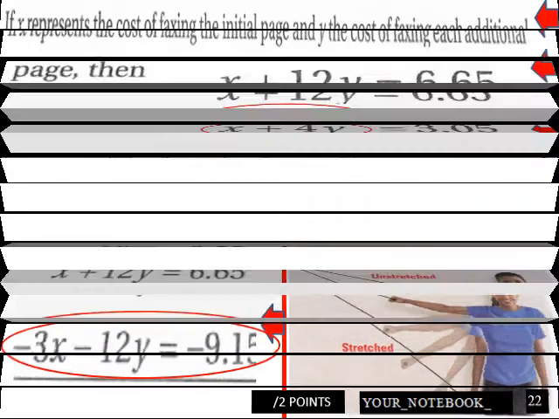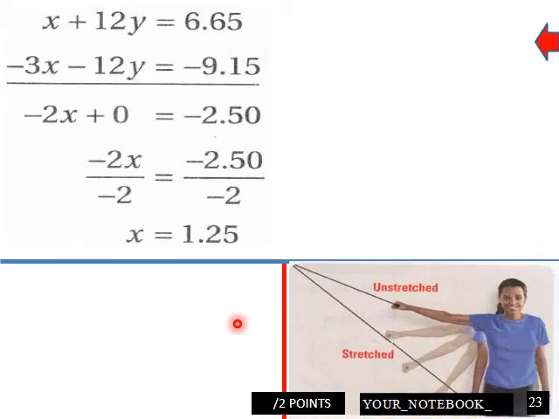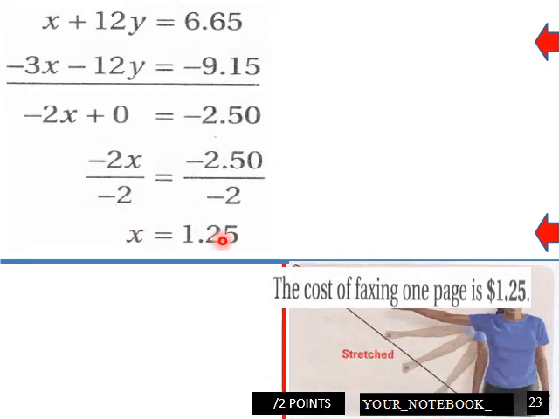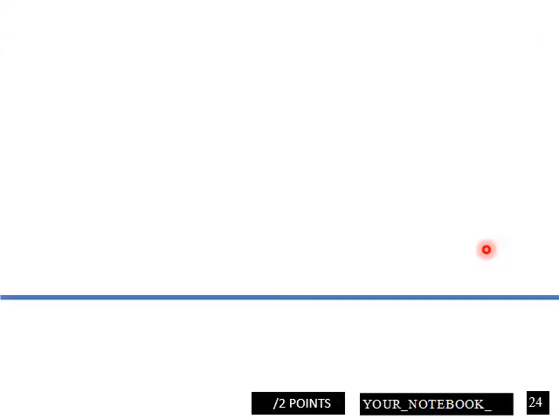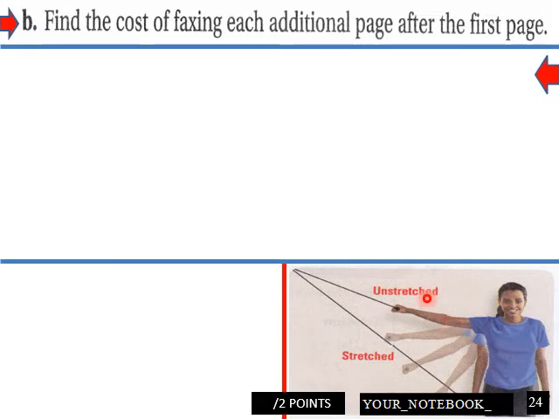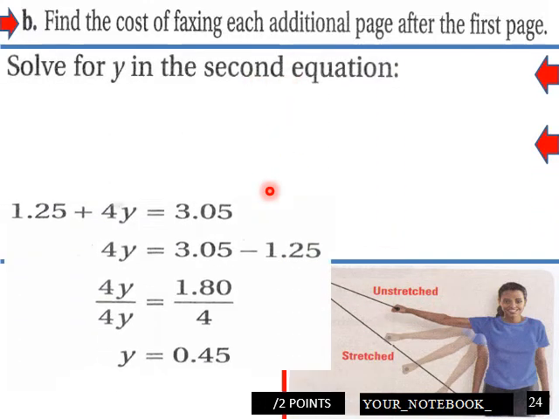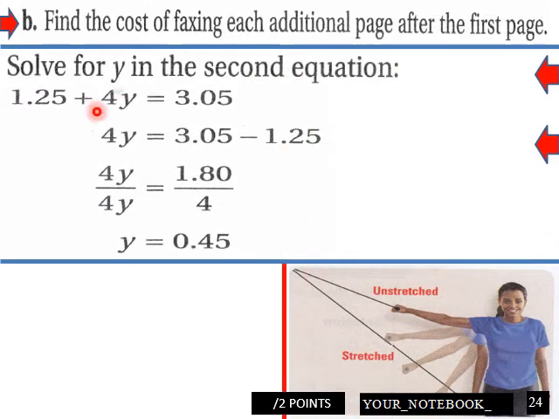So when we combine these two, we get negative 2x plus 0 equals negative 250. Then we divide negative 2x by negative 2, and we divide this side by negative 2, x equals 1.25. The cost of faxing one page is $1.25, and then the additional page would be this. Solve for y in the second equation. We stick that back in up here, and then we get y equals 45 cents.